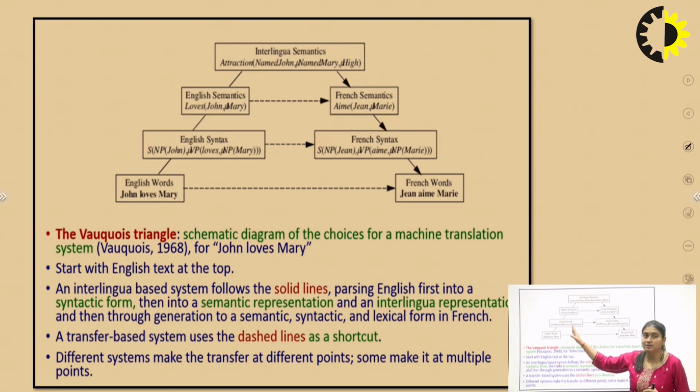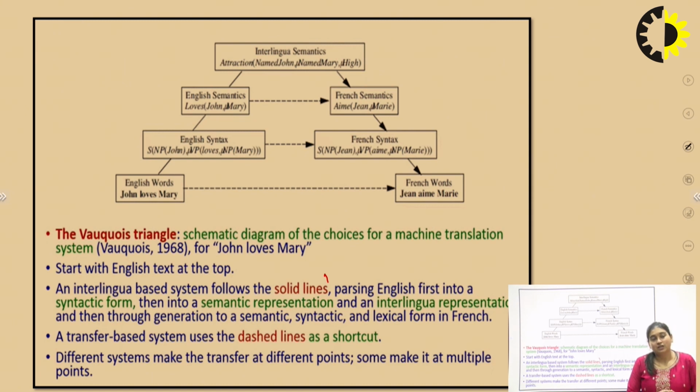We are just following these steps in this way. Firstly, this is "John loves Mary." We have to convert this sentence into this representation, which is called English syntax, and then convert it into this relationship here. We write loves(John, Mary). It means John loves Mary. "Loves" is a relationship, so we write loves and then brackets John, comma, Mary. So this is the English semantic, and then we go to the interlingua semantic, and again we come here, and finally we get the French words.